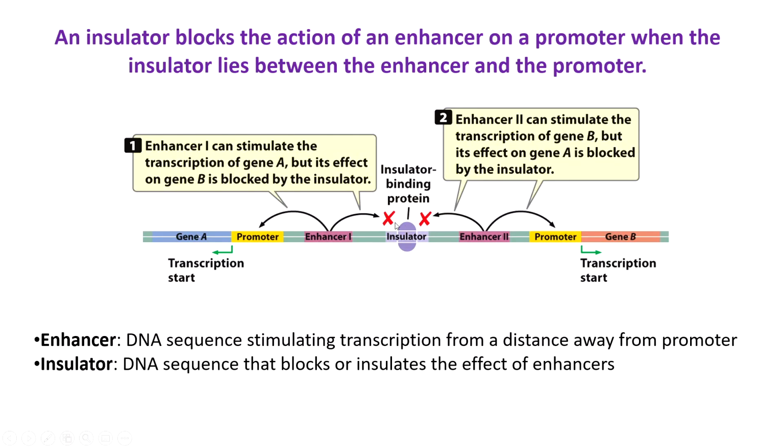And so this insulator lies between enhancer 1 and the promoter for gene B over here. If there is an insulator binding protein bound to this insulator, then you can activate gene expression of gene A still through this enhancer action, but activation of expression from gene B is blocked because this enhancer cannot enhance this one.